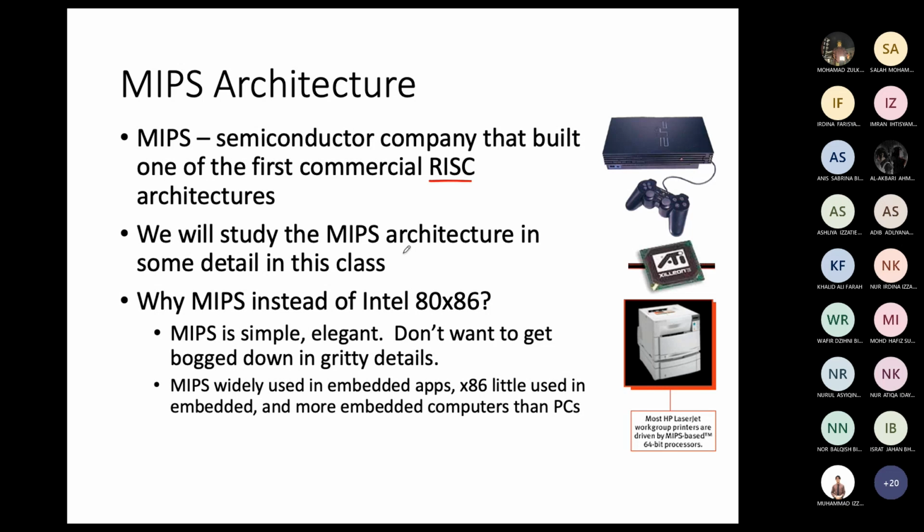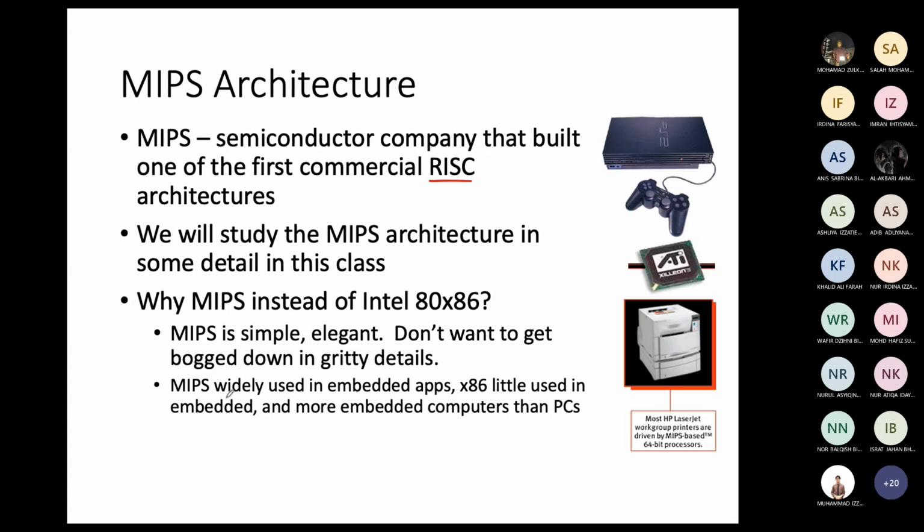Basically, you will learn about the basic instructions of assembly language in MIPS. So why MIPS instead of Intel 8086? Because MIPS is simple and elegant. We don't want to get bogged down in gritty details. When they proposed MIPS, they used the same formats, the same, very similar fields, and very similar operations, so that it will be easy to remember and easy to operate.